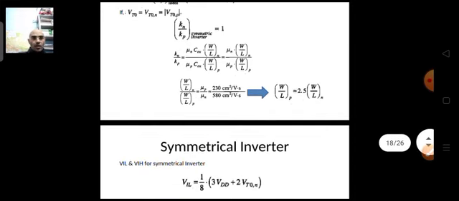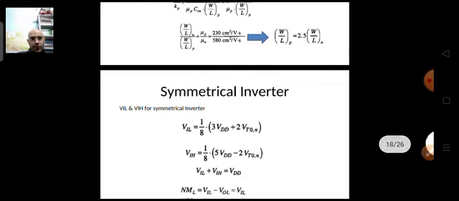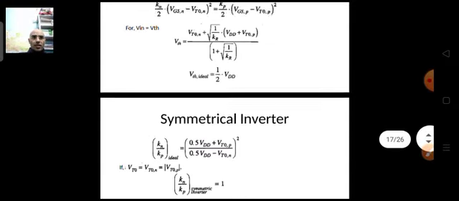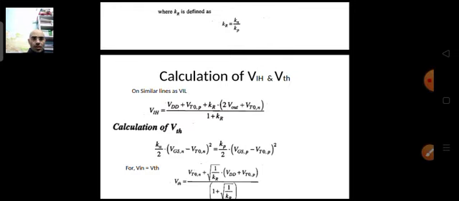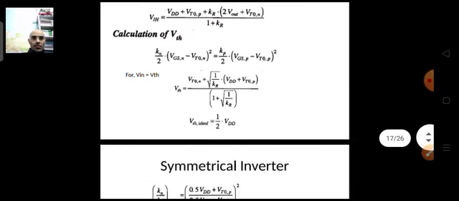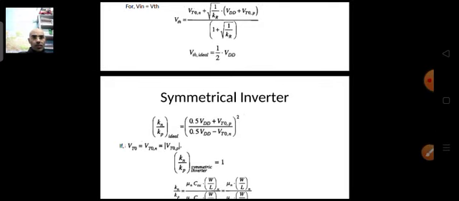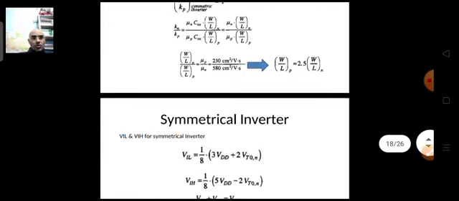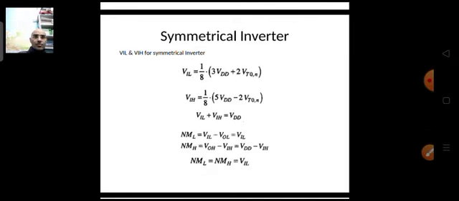So for a symmetrical inverter, if we try to determine VIL and VIH, then we have to just substitute the values in the previous equation which we have derived for VIL and VIH. If you substitute Kr equal to 1, because our Kr is equal to Kn upon Kp and we have written it as 1, and write the equation in terms of the other parameters, then you will find that our VIL will be 1 by 8 of (3 VDD plus 2 VTN), whereas our VIH will be equal to this.